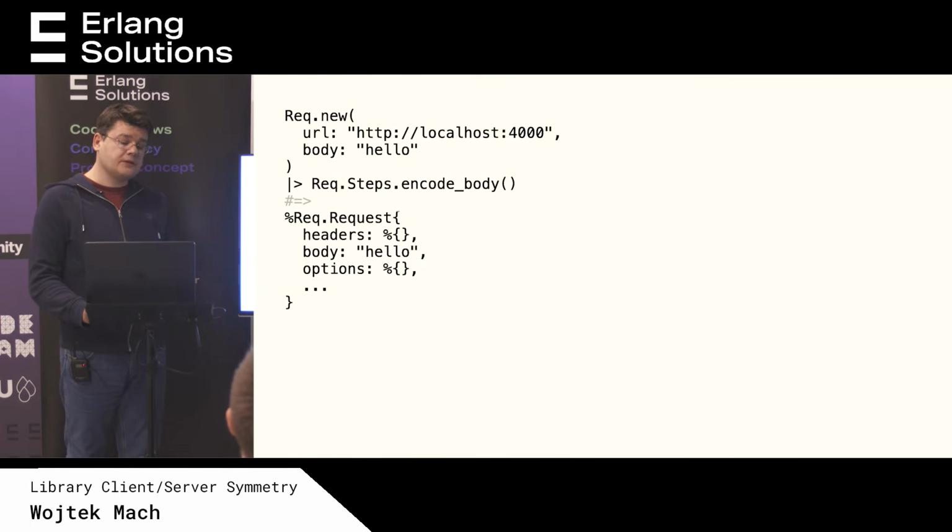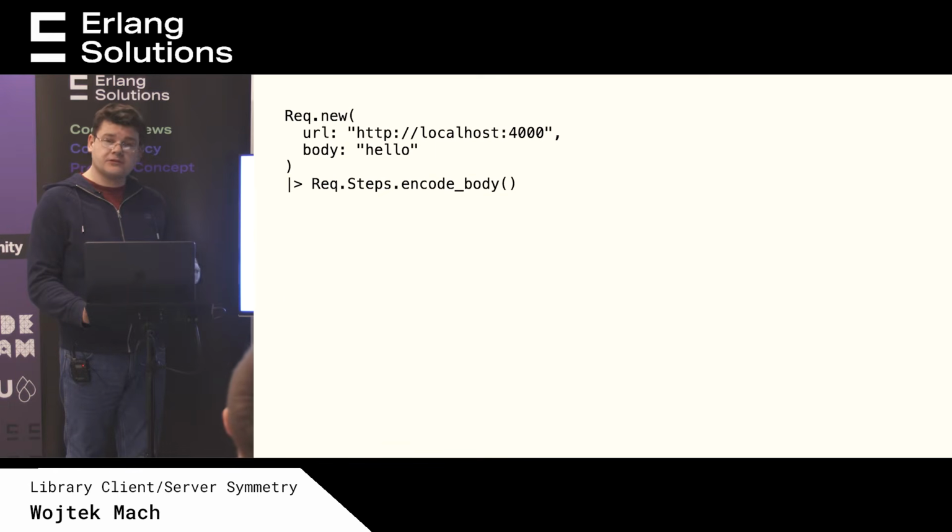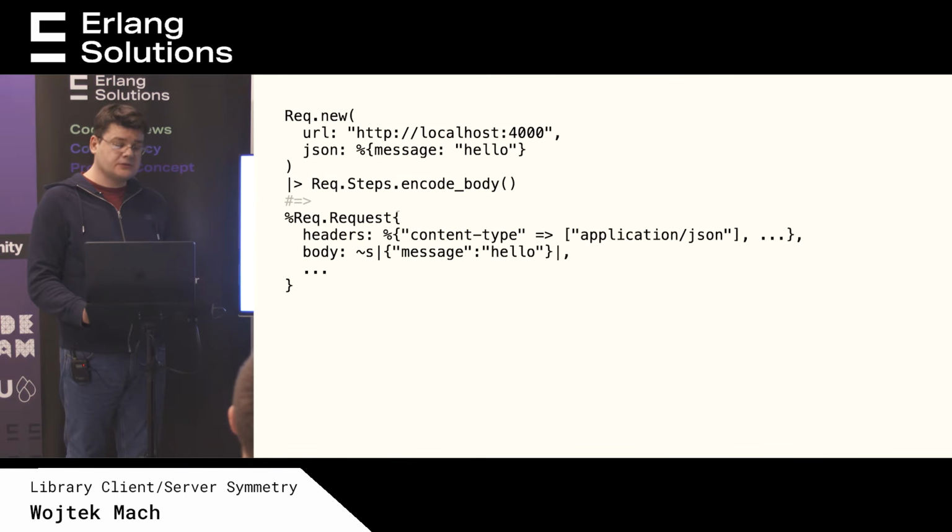So there is an encode body step, which is not going to do anything here. Like the body is a string, it's just going to leave it as is. However, if we change the body, instead of sending the body option, we send the JSON option, now the encode body step is going to encode it. So it's going to set the headers and encode the body.